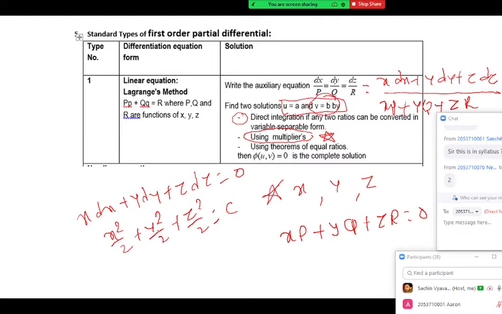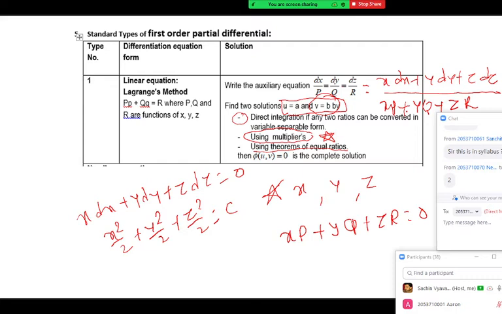So the first method I told you is direct integration. The second method is a multiplier. Multipliers are used in different ways. We'll go through examples, and it becomes more clear. And lastly, you can use the theorem of equal ratios also. It is not necessary that the denominator should always be zero. You can just add, subtract, okay, all the theorem of equal ratios you can use, so that you can integrate it.